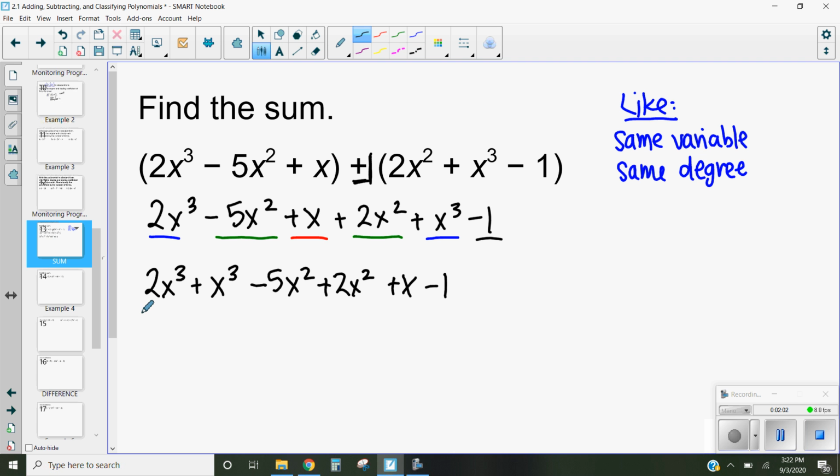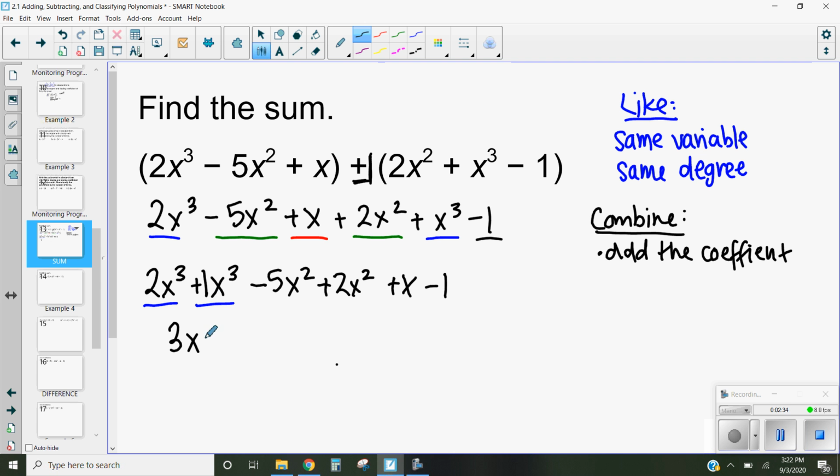So that means this 2x to the third power and this x to the third power. Now when I combine these like terms, I am going to add the coefficients, or that number in front. So when I do this, the number in front of this x to the third power is forgotten, but it's a 1. So I have 2x to the third plus 1x to the third. So total I have 3x to the third.